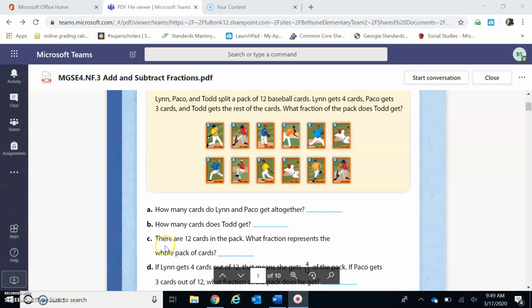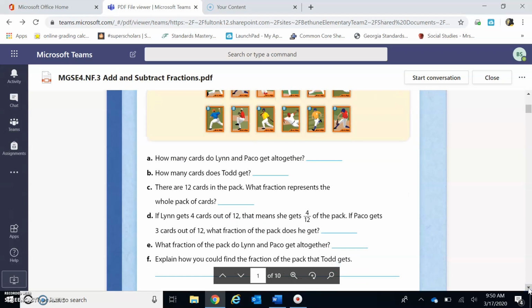Let's look at C. There are 12 cards in the pack. What fraction represents the whole pack of cards? Now, we know it's 12 cards in the whole pack. 12 is the whole pack. We know in order to make a whole fraction, it will be 12/12. So for C, you will have 12/12. That's the fraction that will represent the whole pack of cards.